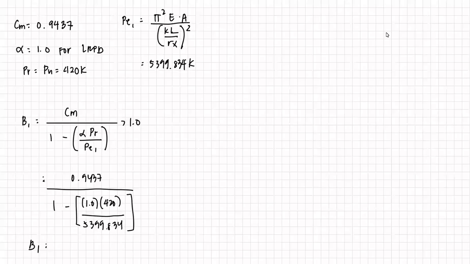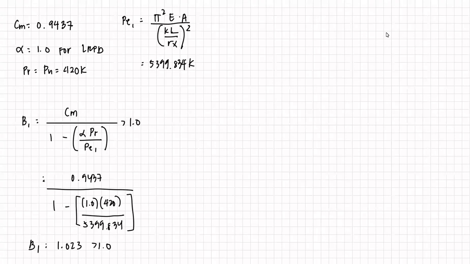So the recording had stopped. So we are calculating for B1 so far. For B1, that is Cm over that equation. So substitute lang natin 0.9437 over 1 minus 1 times 420 over 599.834. So that is 1.023. Okay? So greater than or equal to 1.0.